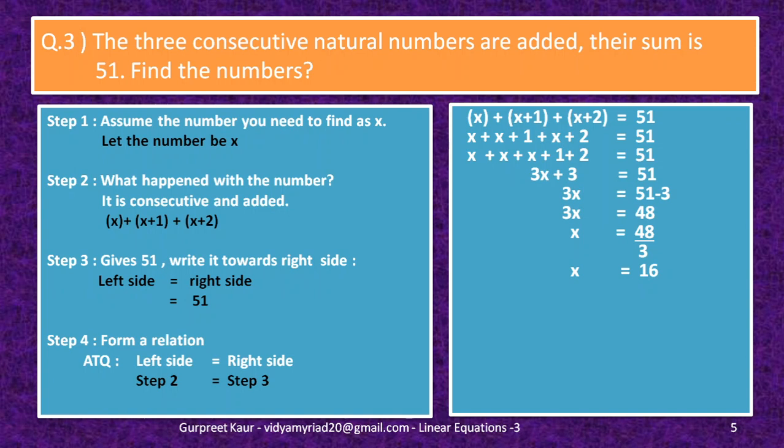So how will I do now? See, I will just put this 16 in the case of step number 2. The numbers are: first is x. So x is equal to 16. We have found out. Second number will be x plus 1, which is equal to 16 plus 1 equal to 17. Next number, x plus 2, which is equal to 16 plus 2 is equal to 18. Now, if you look into the answers, my numbers are 16, 17 and 18.